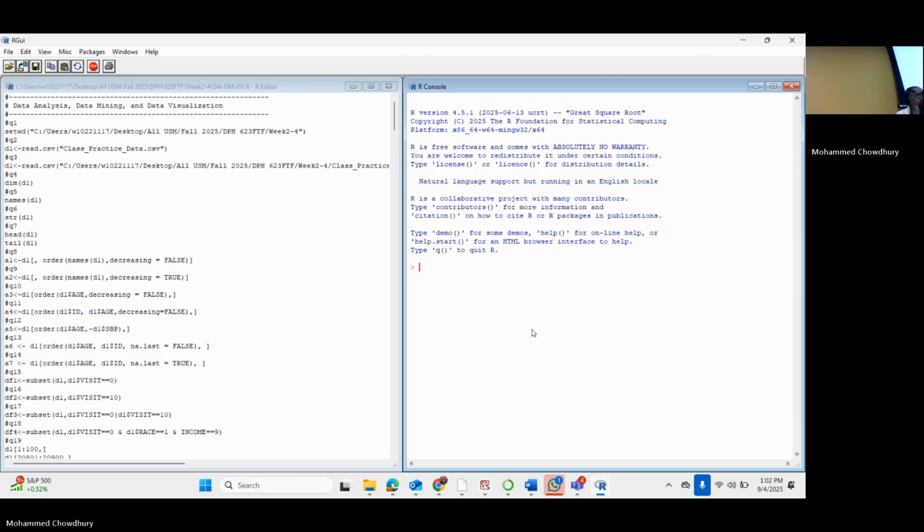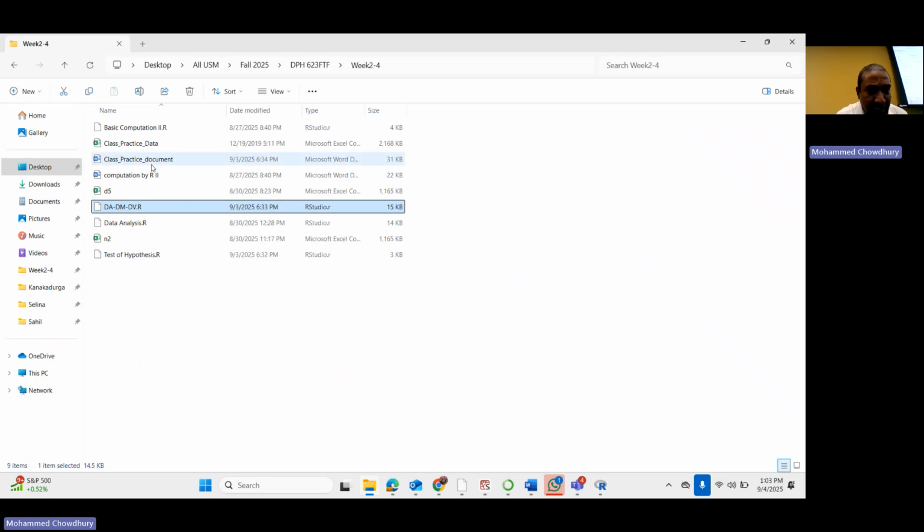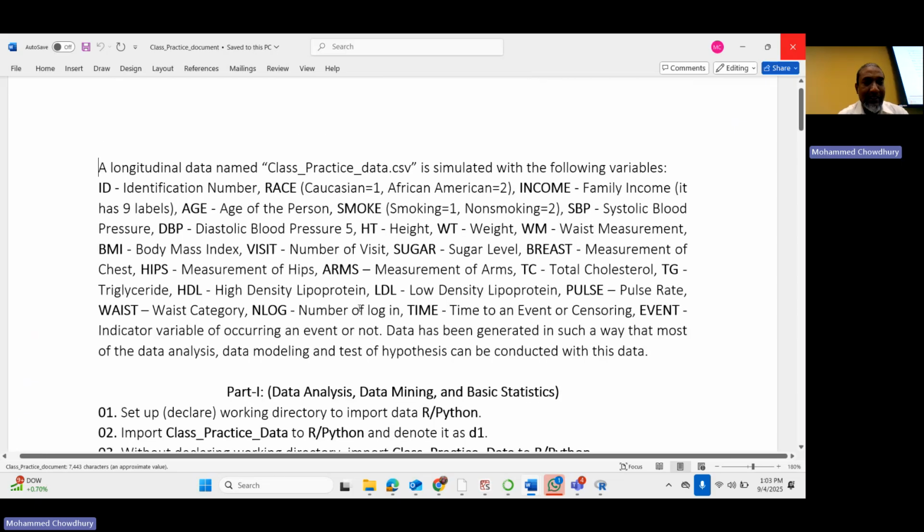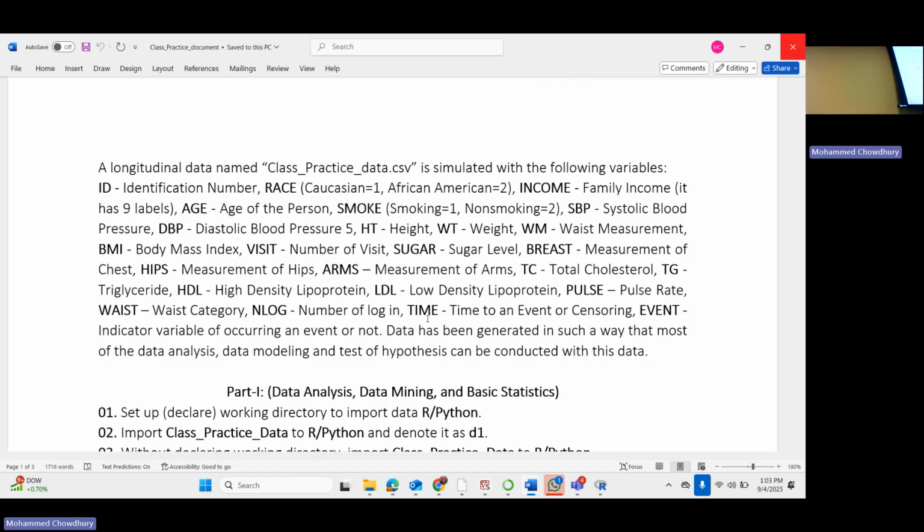Okay? Ready, right? So here I want to first declare my working directory. This is my working directory. And then let me open this document, the class practice document. In this document, you will have all the 100 problems. So what we are going to do, we are going to use a longitudinal data. This data is simulated. Okay.